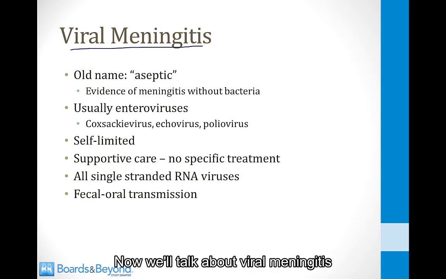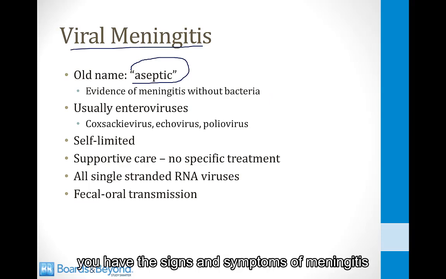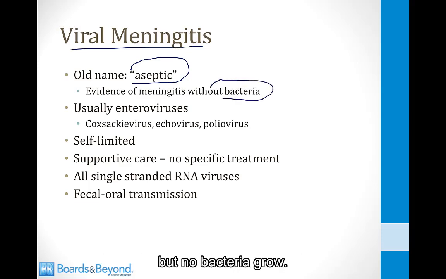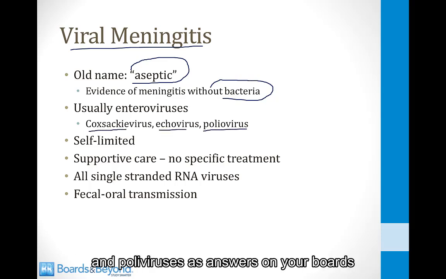Now we'll talk about viral meningitis. And the old name for this is aseptic, because it used to mean you have the signs and symptoms of meningitis but no bacteria grow. It's usually caused by enteroviruses. So look for viruses like Coxsackievirus, echovirus, and polioviruses as answers on your boards for what causes viral meningitis.